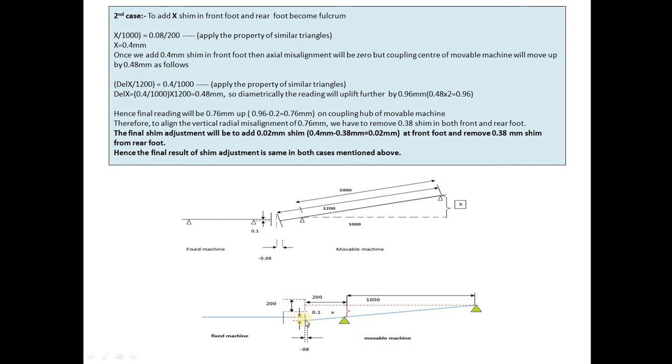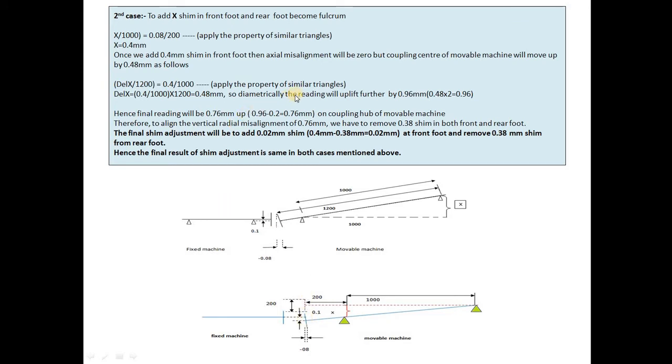That means this center, we take this as a fulcrum, and this 0.4 we are adding. That means how much will this move up? Now, 0.4 divided by 1000 is equal to x divided by 1200. Similar triangle. So this value is coming 0.48. This radius, the center will move to 0.48.